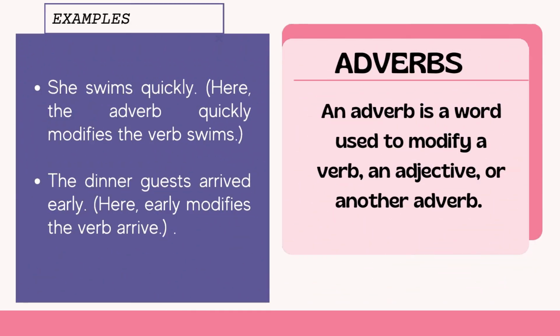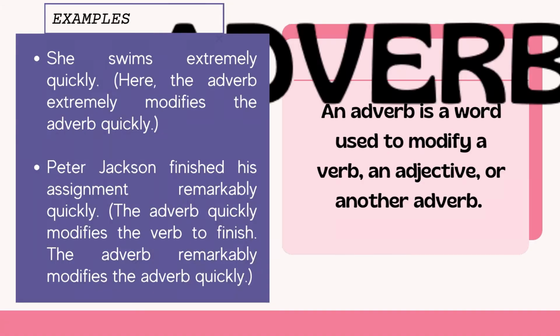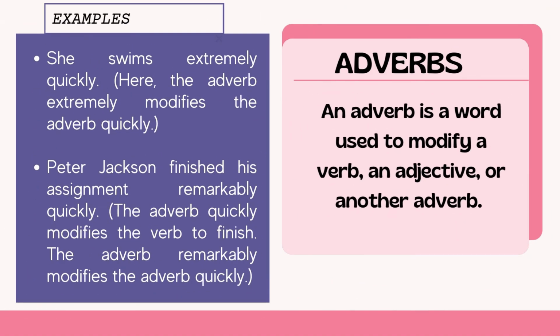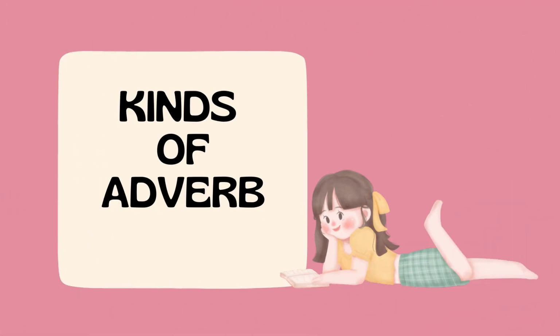Now let's discuss what is an adverb. An adverb is a word used to modify a verb, an adjective, or another adverb. Take a look at the following examples. Now let's move on to the kinds of adverb.